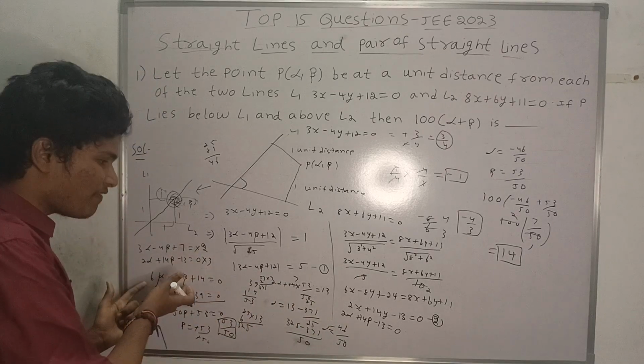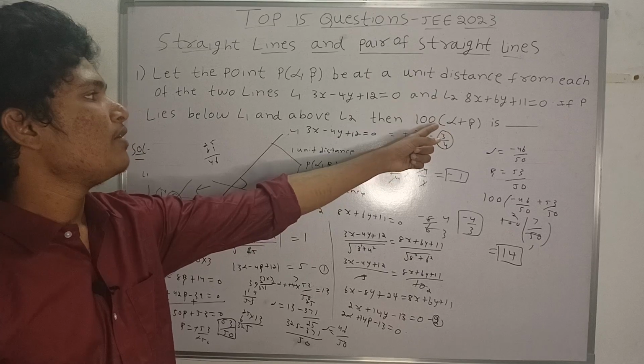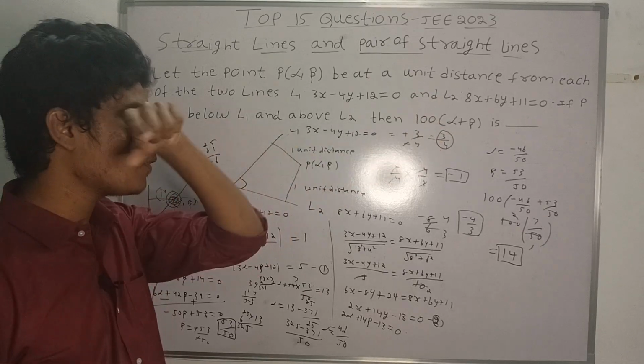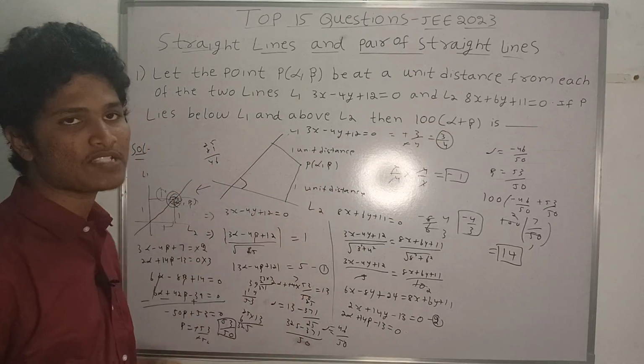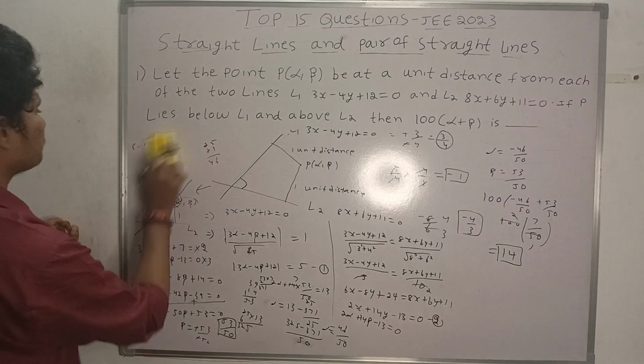By solving these two equations I find alpha beta and substitute in the required form, that is 100 alpha plus beta, and I got 14. So the final answer for this is 14. Now we will move to the second question.